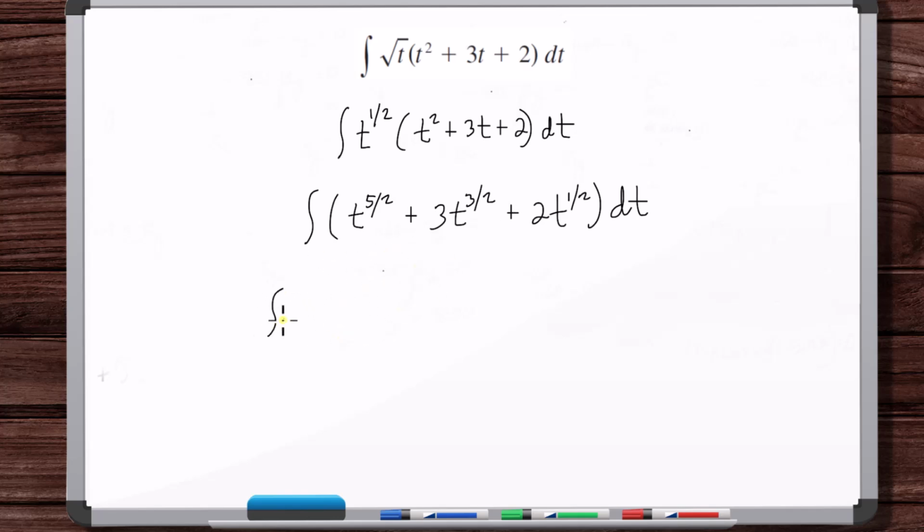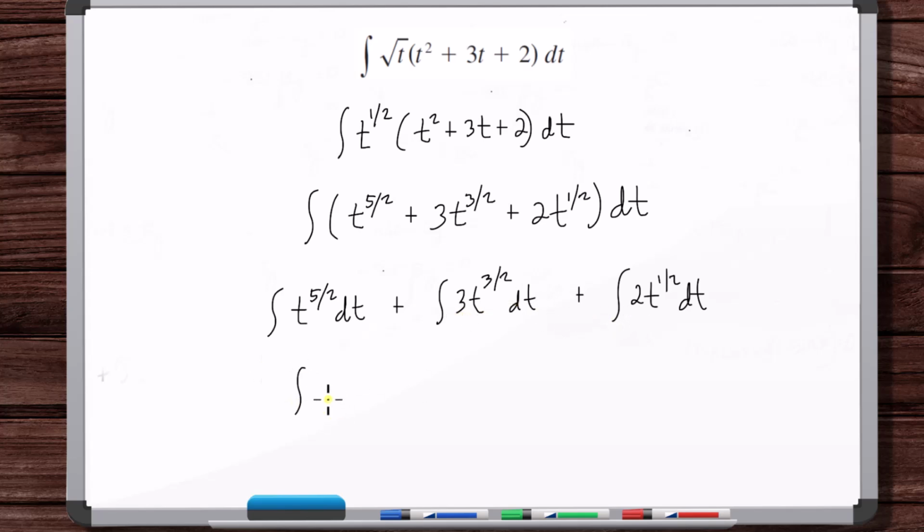Now we can separate this into 3 separate integrals. Okay, now we can bring these constants out front of the integrals. Okay, now we can use the power rule for integration.